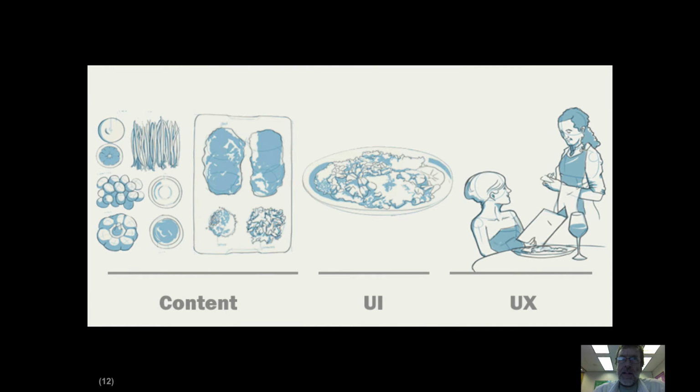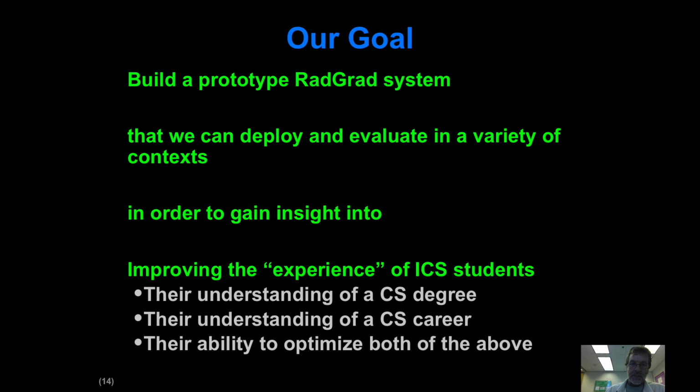All right, well, that's all well and good in the case of restaurants. How do we think about that in the case of RadGrad? The idea in RadGrad is that we'll start off with things like classes. Those are our kind of raw ingredients. And then we put them together into a system called RadGrad. That has a user interface, and it combines the classes and presents them in a certain way. But then the user experience is, well, what happens when you get together with your advisor to try to figure out what it is you actually want to do? What is that experience like? And is RadGrad enhancing that experience and making it better, or is RadGrad making that experience worse? That's what we want to try to figure out this semester.